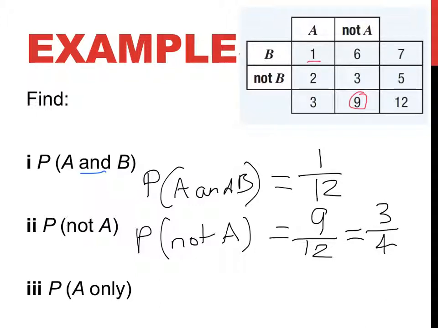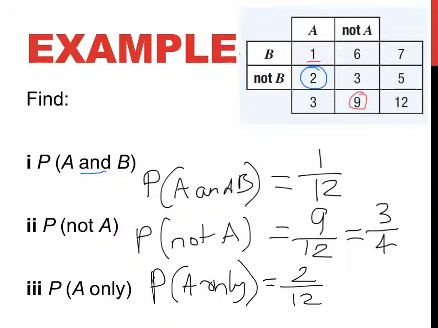And last but not least, the probability of finding A only, just A by itself, is going to be, okay, A, that's A and B, this is A and not B, that's A just by itself, so it's the probability of A only equals 2 over 12 or 1 over 6. And that's it, guys, that's two-way tables.